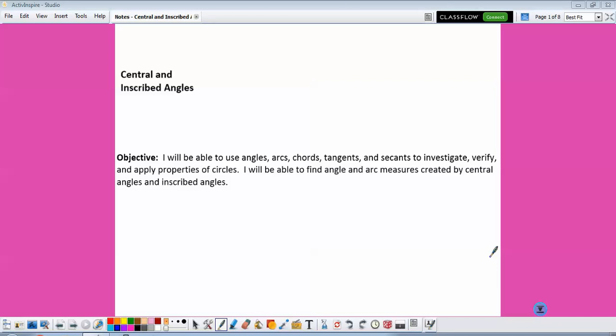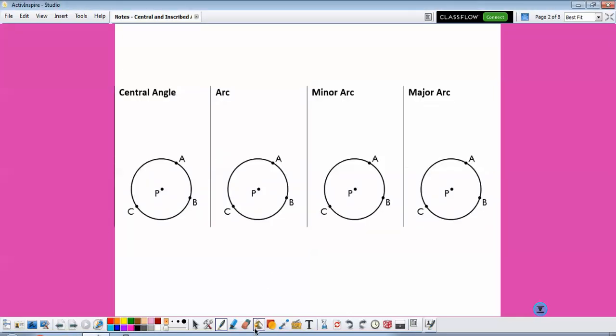Alright, today we're going to be talking about central and inscribed angles of circles. Our objective is that we will be able to use angles, arcs, chords, tangents, and secants to investigate, verify, and apply properties of circles. We will be able to find arc and angle measures created by central and inscribed angles. So we've got some vocabulary to do.